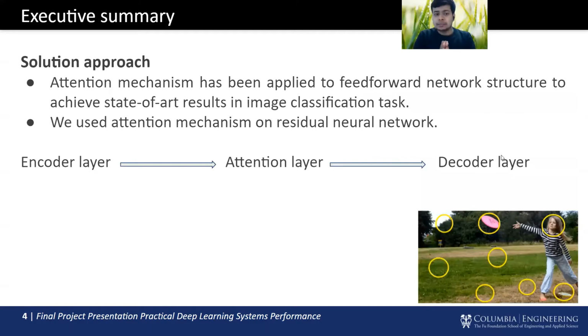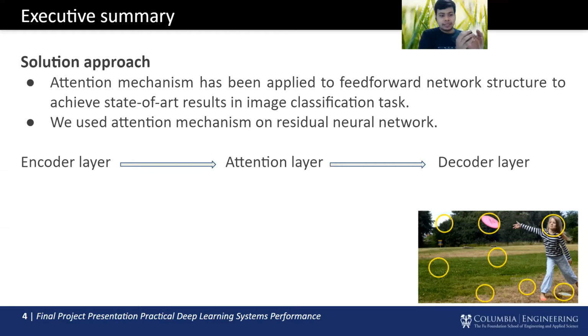Attention mechanism has been applied to feed forward network structure to achieve state-of-the-art result in image classification tasks. I would like to give you a brief description about how an attention mechanism works. Simply, there are three layers. One is called the encoder layer, the middle one is called the attention layer, and the last one is called the decoder layer. In our case, the encoder layer is the CNN that we are using.